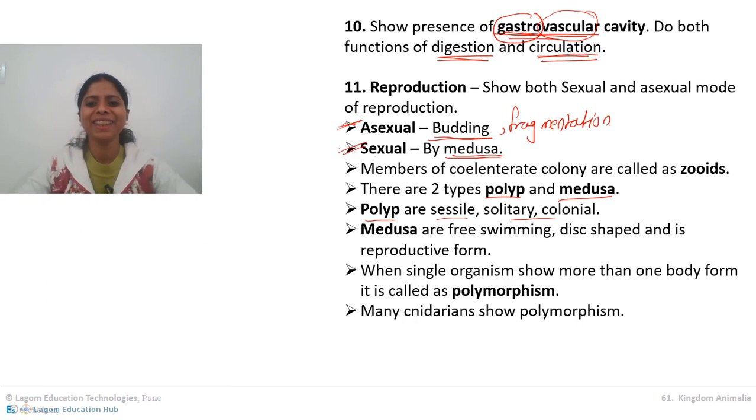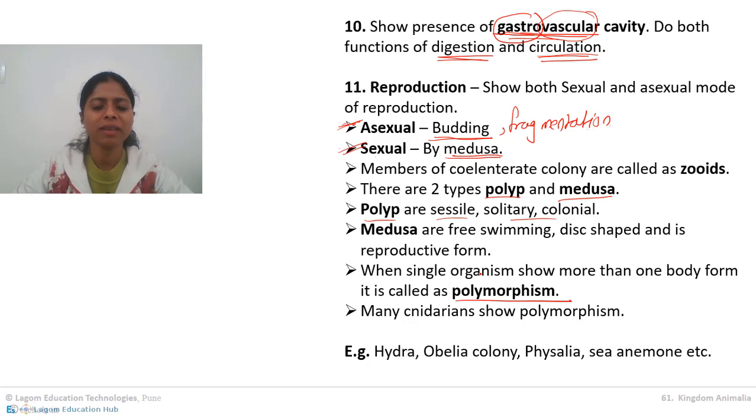Okay, the polyp and medusa, two forms are there. That's why it is polymorphism. Many Cnidarians show this polymorphism, and you need to remember its examples: Hydra, Aurelia colony, then Physalia, that umbrella jellyfish, and sea anemone are a few examples. So this is all about coelenterates. Try to remember as many characteristics of it as you can, and try to understand the meaning of polymorphism, gastrovascular cavity, and such things.